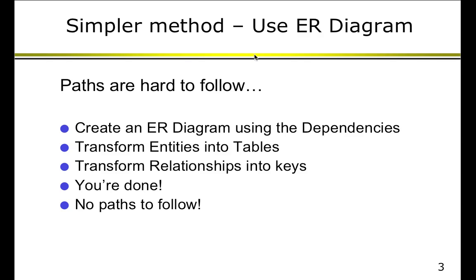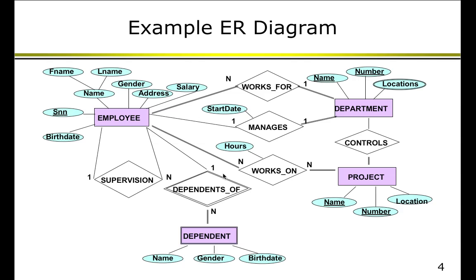Then you transform the entities into tables, you transform the relationships into keys and also tables, and you're done. No paths to follow. It takes away all of the human thinking that goes into this toss a coin methodology. You know, read the description, toss a coin, pick some tables.